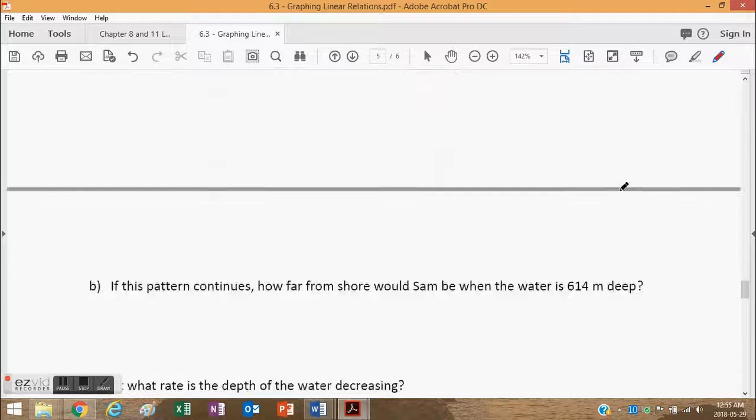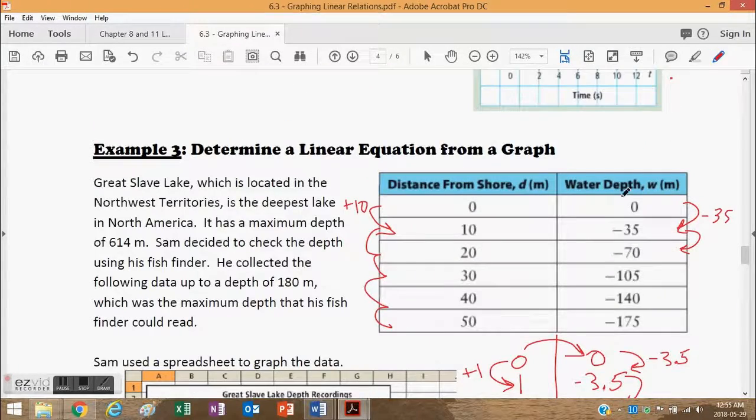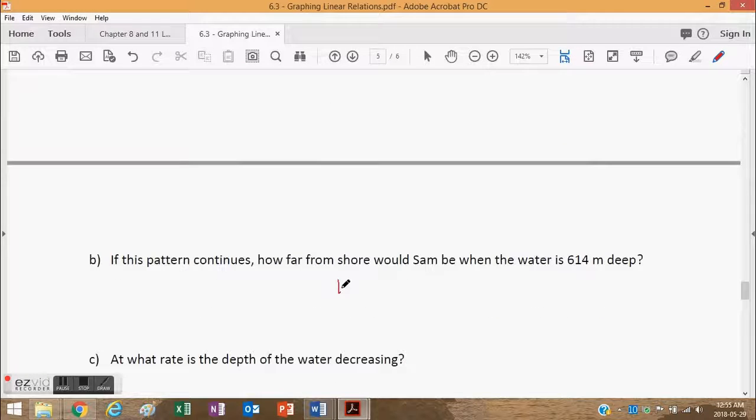It works. Lovely. If the pattern continues, how far from shore would Sam be when the water was 614 meters deep? Well, in this case, W, our water depth, we've got our equation. Let's write it down. W equals negative 3.5 D. And W then is 614. Solve. Sorry, 614 meters deep means it's negative 614 meters, and we're going to solve for D.